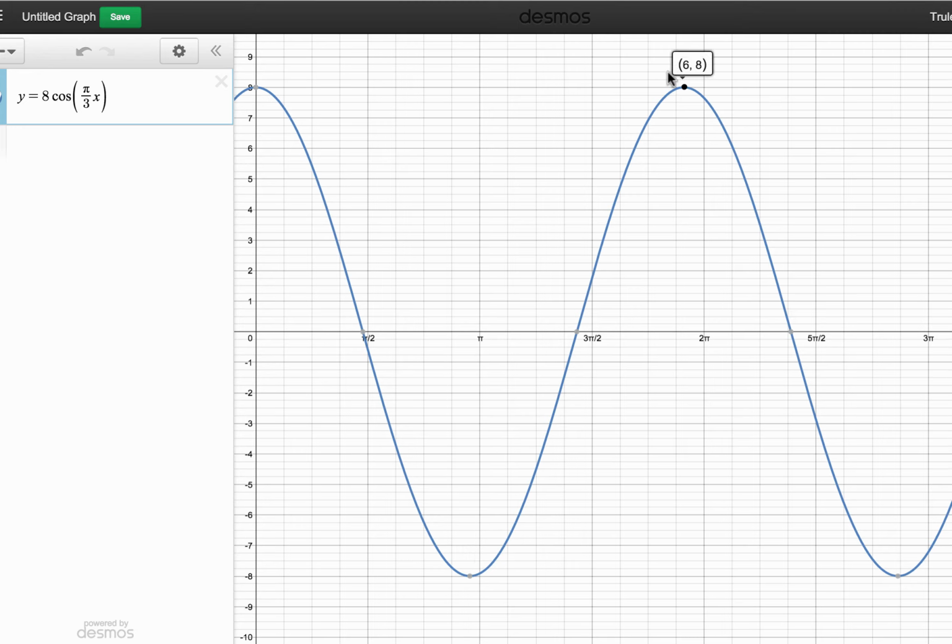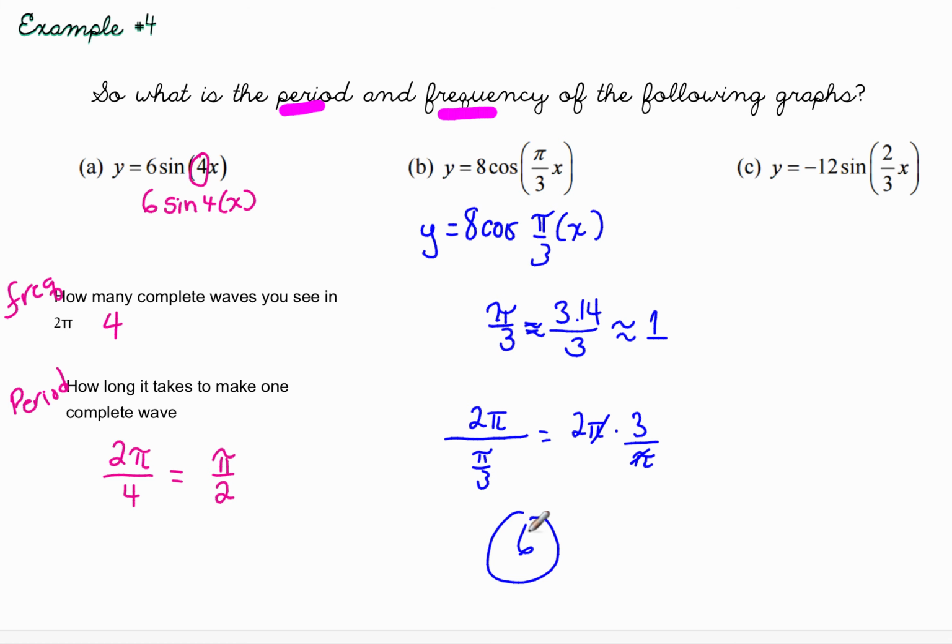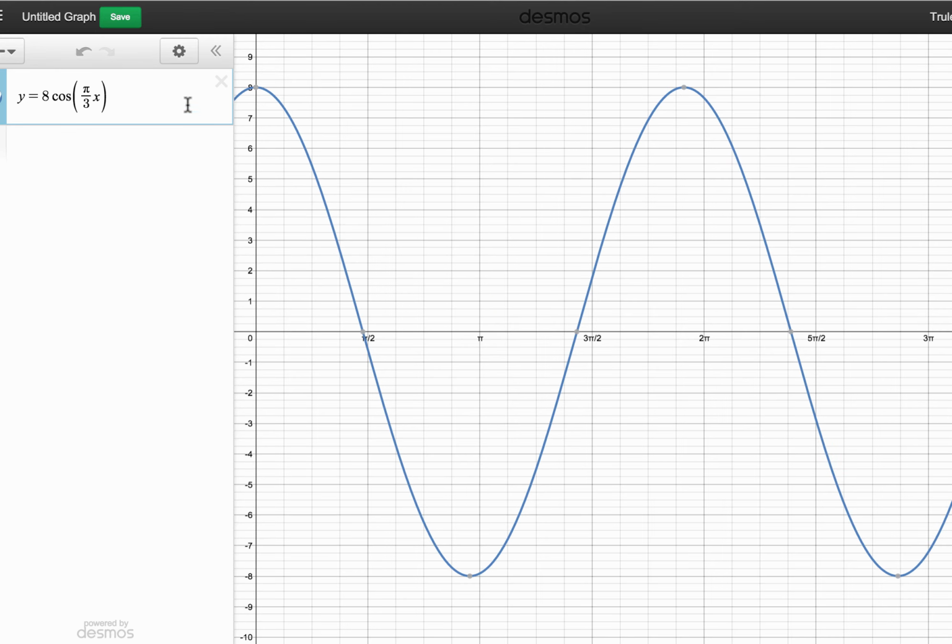Look at that. When I go over 6 on the x-axis, I get back to my beginning. So that's how long it took me to make one complete wave. 6. Just like I said over here. And how many waves do you see in 2 pi? I said I should see roughly about 1, or pi over 3 is the real answer. If I come over here, and remember, here's pi right here. That's 1 complete. So I see 1 cosine wave and just a little tiny bit more.